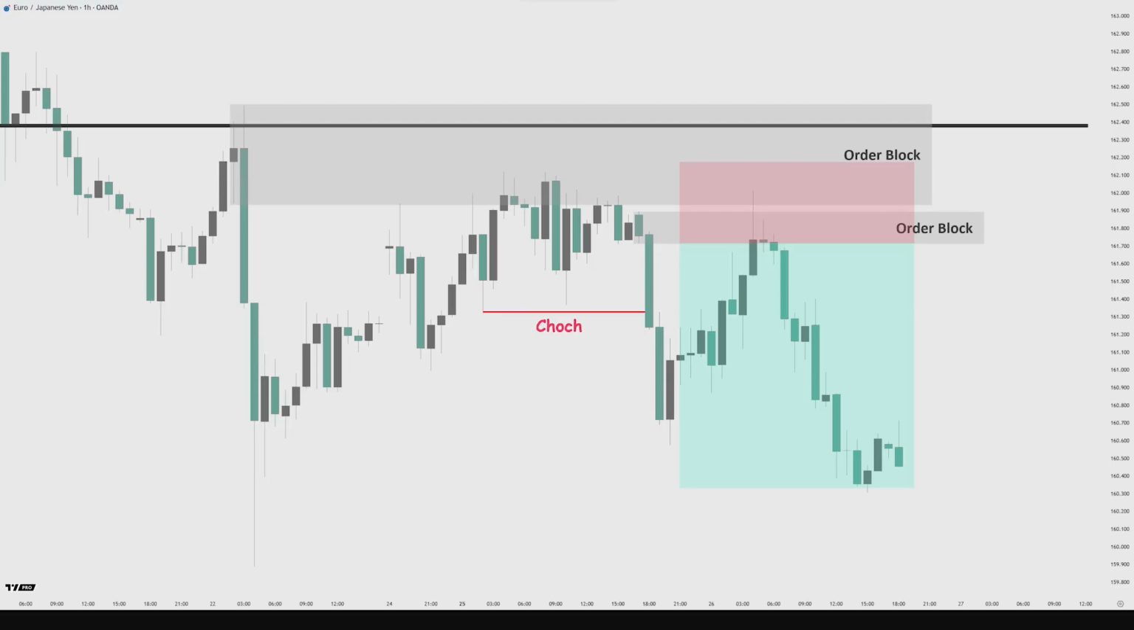Practicing these concepts on your chart will definitely improve your chart analysis, help you understand the fundamentals of price movements, and optimize your trade entries.